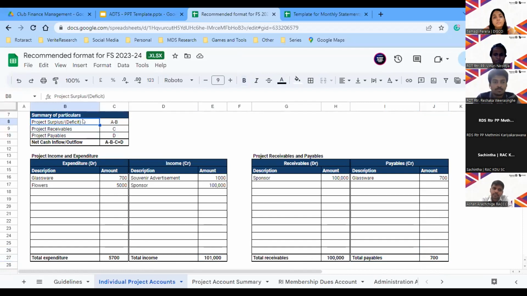Now after this part, we go to the summary. Project surplus or deficit, meaning have you made a profit or a loss? To calculate that, you deduct the expenditure from your income. Income minus expenditure, so A minus B, and you get your surplus. In this case, 95,300 is your surplus. While project receivables, which we calculated here, are 100,000. And your project payables will be 700.